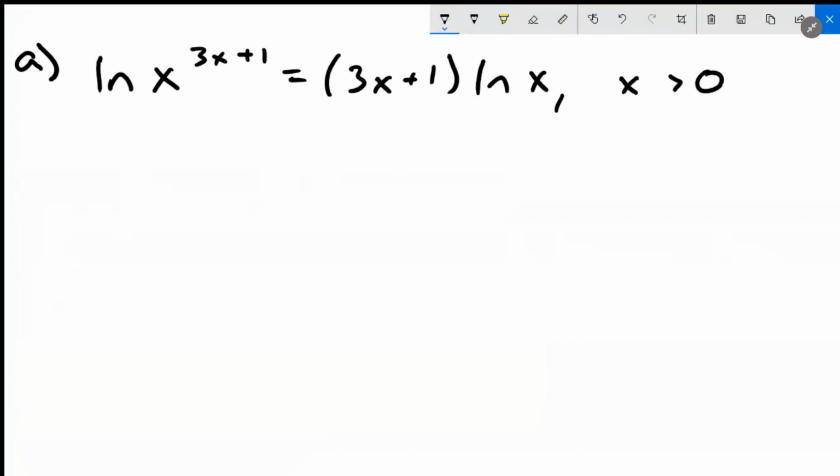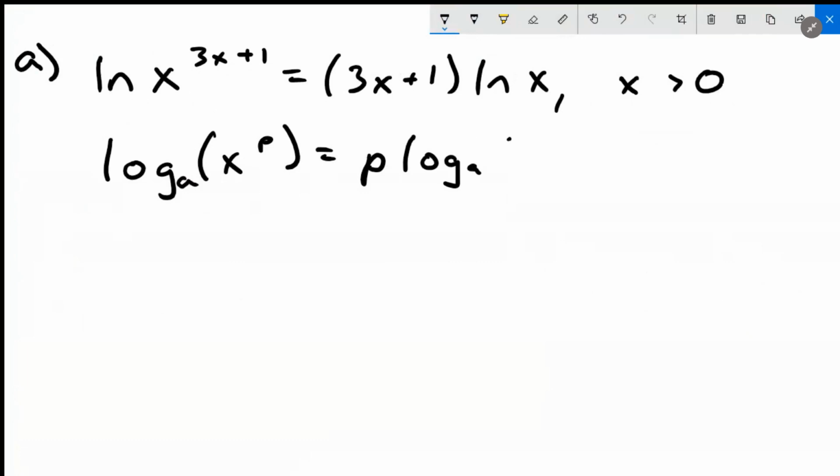Okay, so really this is straight up one of the rules of logs, which says that if you have log base a of x to the p, that equals p times log base a of x. So that's that exact rule there.